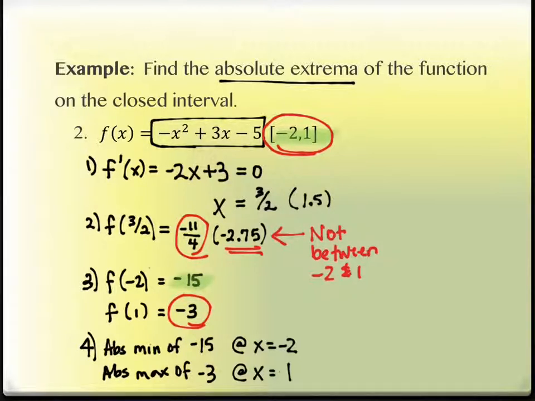Yes, sir. Correct. The 3 over 2 is not in the interval. Right, like if you were thinking like a number line, here's my negative 2 and here's my 1. This is the interval I'm supposed to be looking between, but 3/2 is over here.